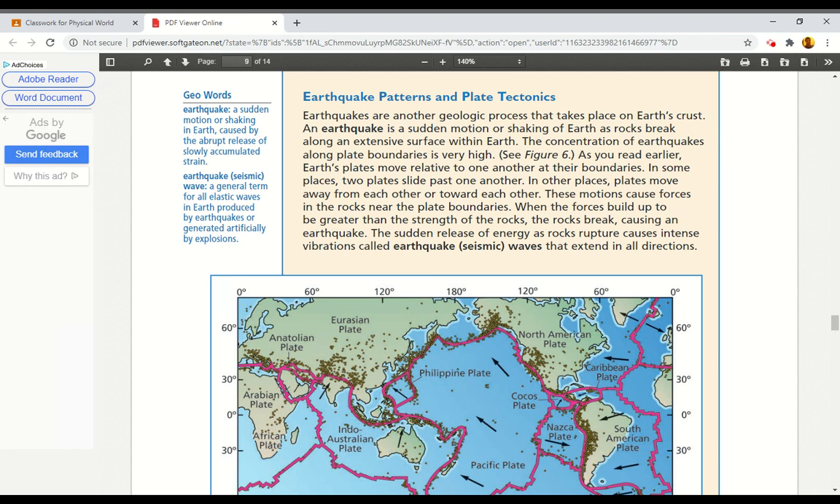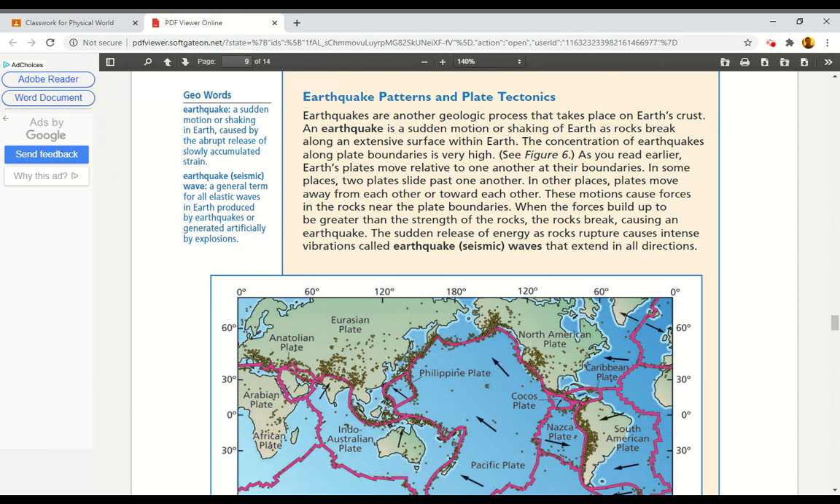As you read earlier, Earth's plates move relative to one another at their boundaries. In some places, two plates slide past one another. In other places, plates move away from each other or toward each other. These motions cause forces in the rocks near the plate boundaries. When the forces build up to be greater than the strength of the rocks, the rocks break, causing an earthquake. The sudden release of energy as rocks rupture causes intense vibrations called earthquake or seismic waves that extend in all directions.